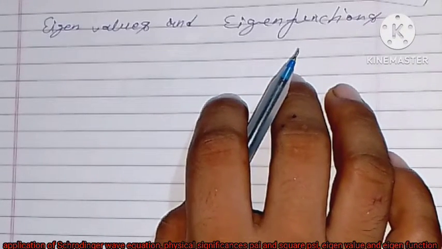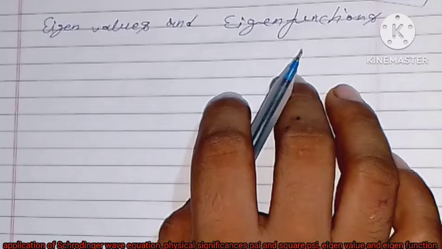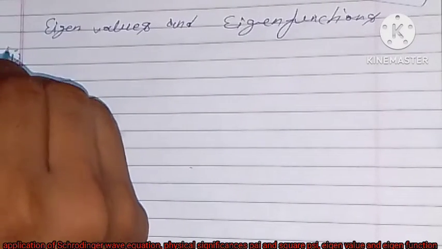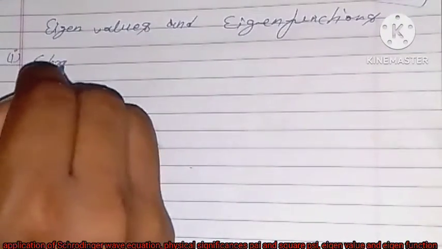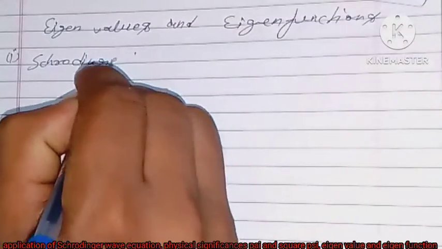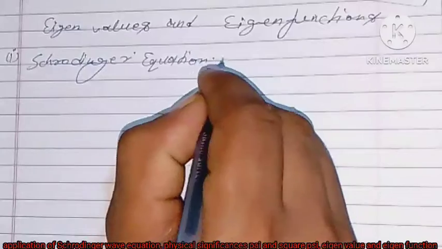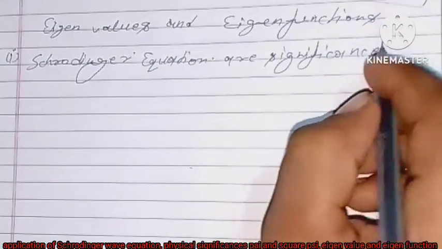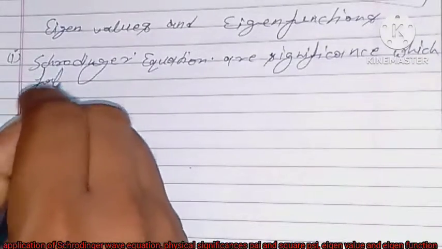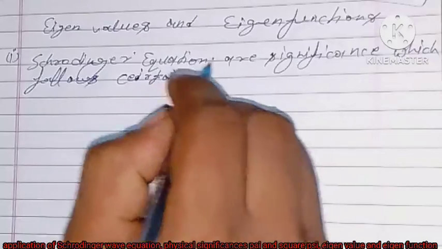Schrodinger wave equation has innumerable solutions. Many solutions are imaginary, hence have no significance at all. Only those solutions are significant which follow certain properties.